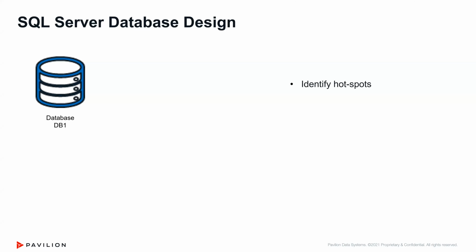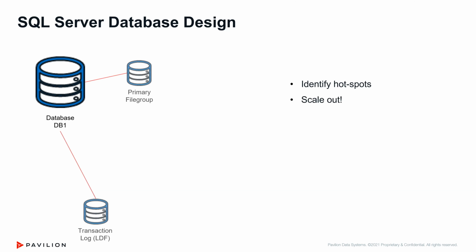Identify the hotspots inside your database design. And if you're a DBA out there, I know you know where they're at. Scale this thing out. You can do this. The default is a primary file group and then a transaction log. A lot of times, this is what we have. We have a primary data file and the transaction log. And if this thing is any bigger than a couple hundred gigs, that's probably going to be a metadata hotspot.